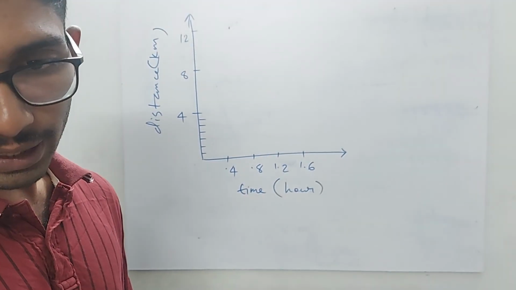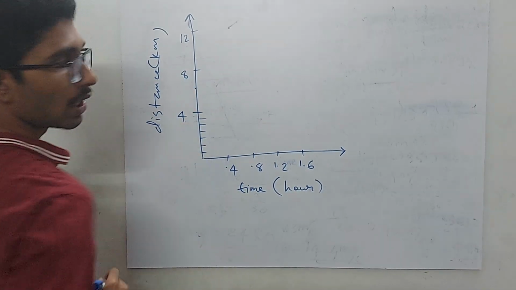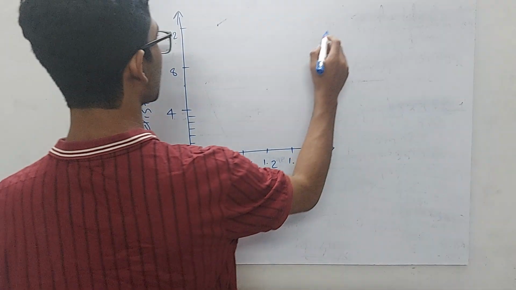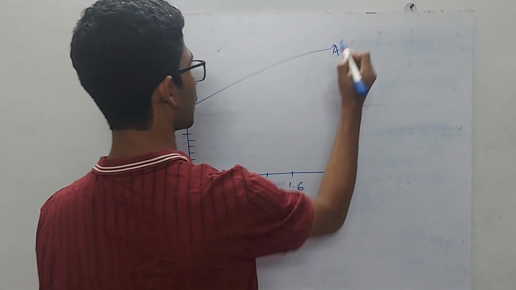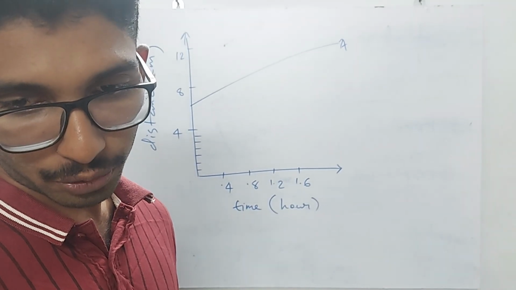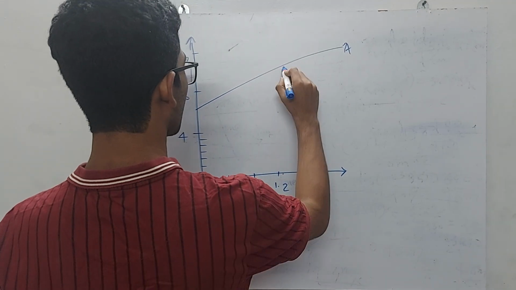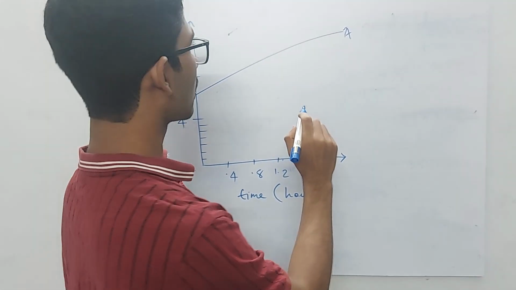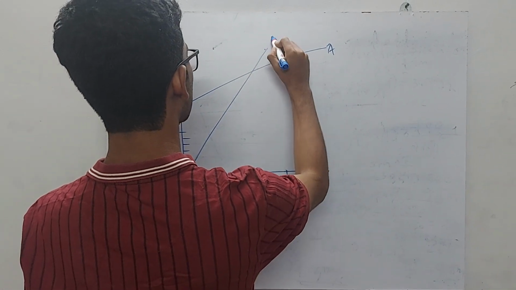So actually car A starts from around half of 4 and 8, so around from here. From here it goes to more than 1.6, so it goes up to here. That's about car A. Now car B. Car B is starting from origin, and it is going up to 1.2, around here. So this is car B.